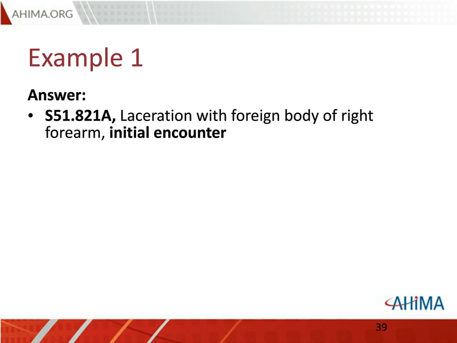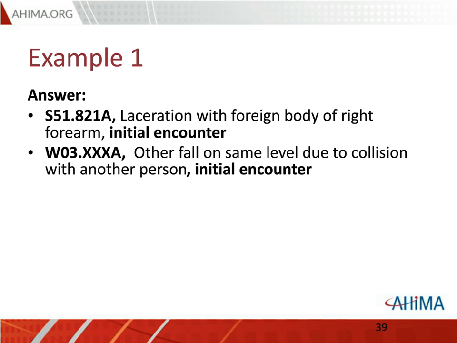I also coded the fall. So fall on the same level due to a collision with another person. And once again, we assign the seventh character to that code. That's our, like I say in quotes, real external cause code. It is an initial encounter. So W03. And then we have to fill in the 4th, 5th, and 6th position so that we get our A in the 7th position. So it's going to be W03, point, X, X, X, and A.